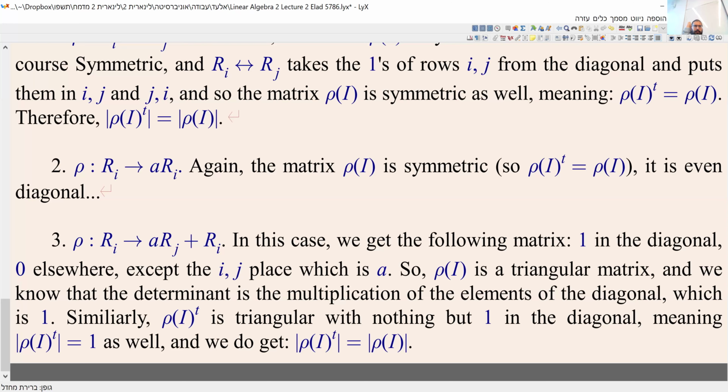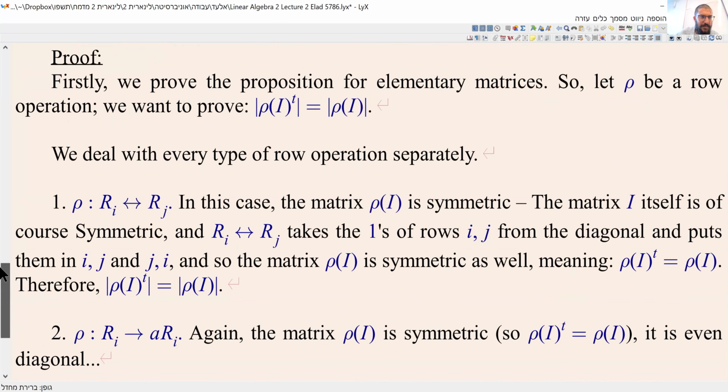Do you know any other operation other than this one for now? Yes, but these are the 3 types of elementary row operations. So for every row operation, for every elementary matrix that represents a row operation, we know that the determinant of the transpose is the same as the original one. More questions? So that was this firstly.